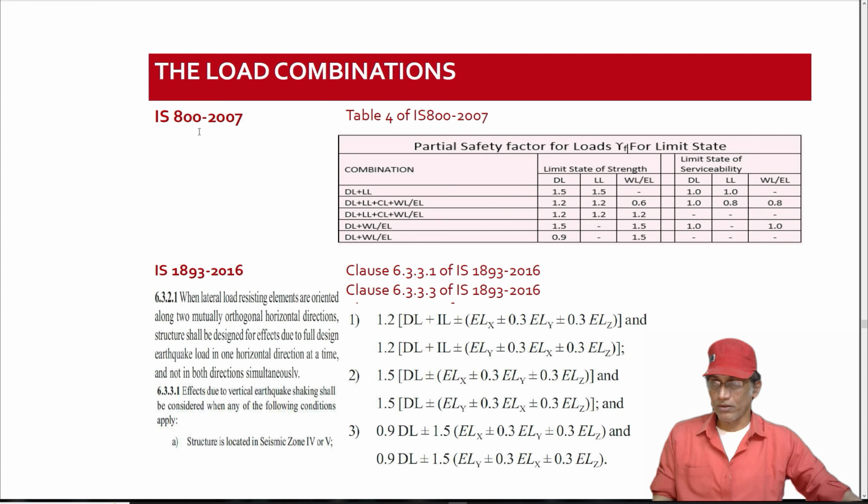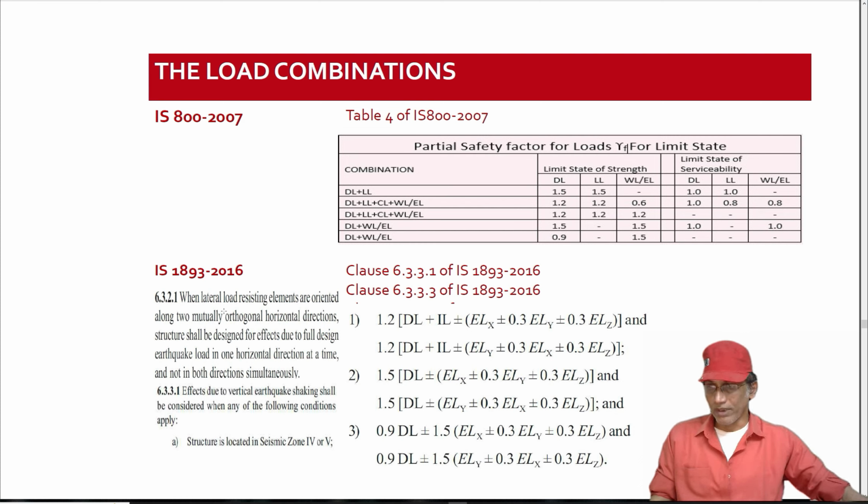See, IS 800-2007 Table 4 gives the partial safety factors for load combinations of limit state of strength and limit state of serviceability. Then if you go to IS 1893-2016, clauses 6.3.3.1, 6.3.3.3 and 6.3.3.4 define the load combinations that are to be considered while considering the seismic load cases.